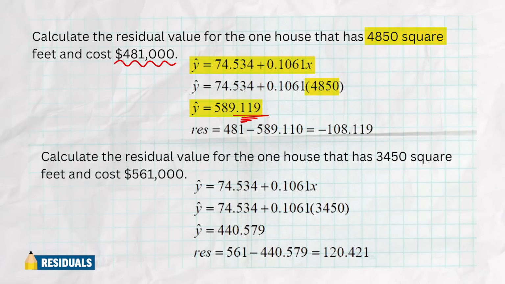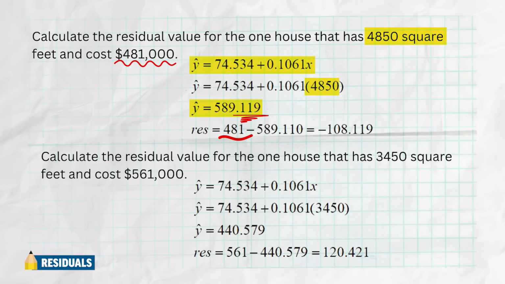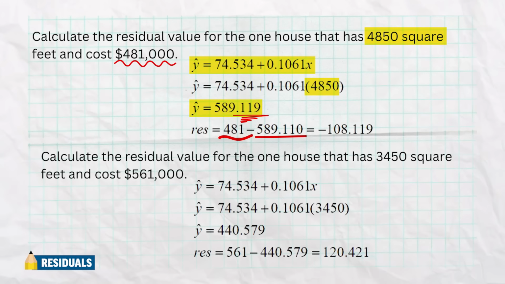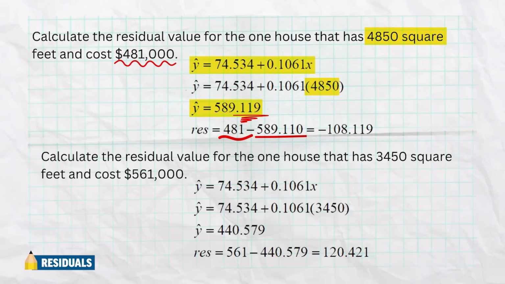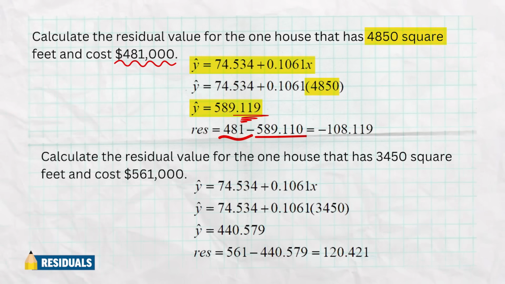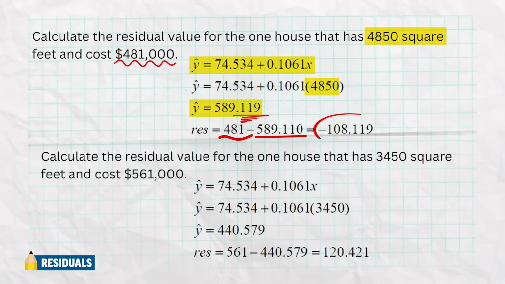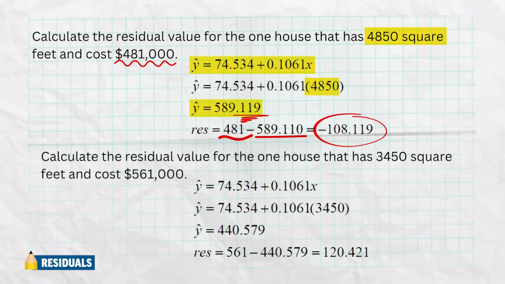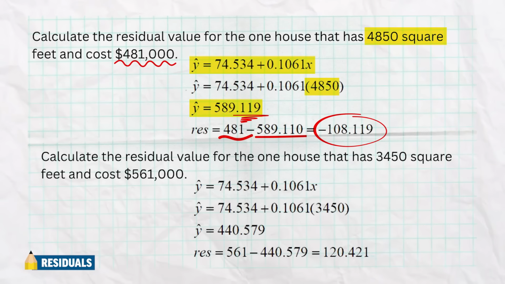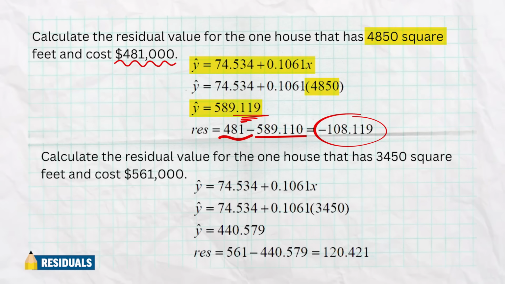So the actual price of the house was $481,000, but my model predicted it, based on its square footage, to be about $589,000. So the residual is the difference between the actual price and the predicted price. Make sure you get that order correct. I always think actual is first because it starts with an A being the first letter of the alphabet. So the actual minus predicted produces a negative residual. That makes complete sense because the actual price was below what was predicted, and it was negative $108,000 below.